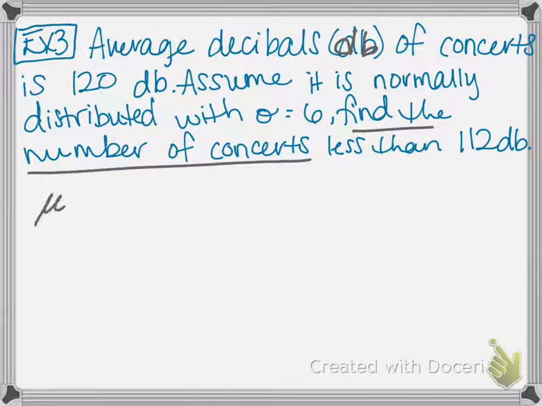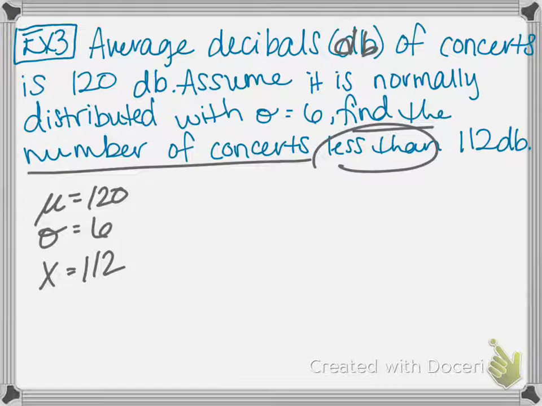I have my average, which is 120. I have my standard deviation, which is 6. And then I have my x value, which is 112. And it says less than, so I know it's just going to be straightforward. I don't have to subtract anything. I don't need to say 1 minus anything. I just go to my table, I look at it, I get my answer. But I got to plug it into the formula.